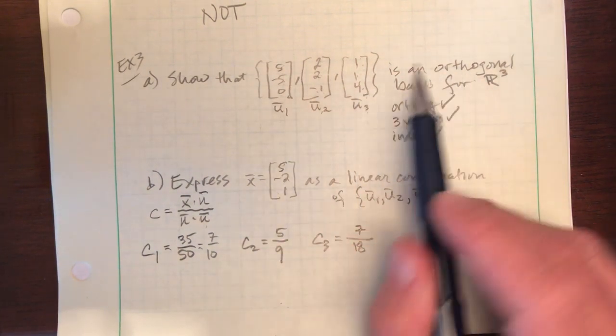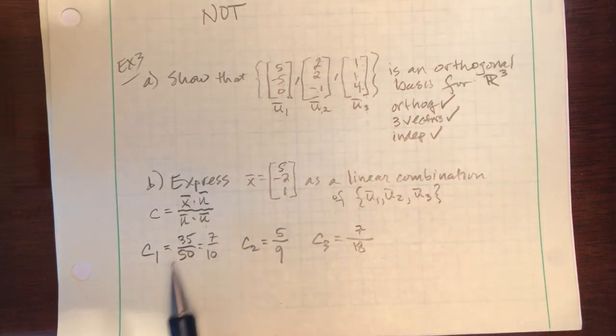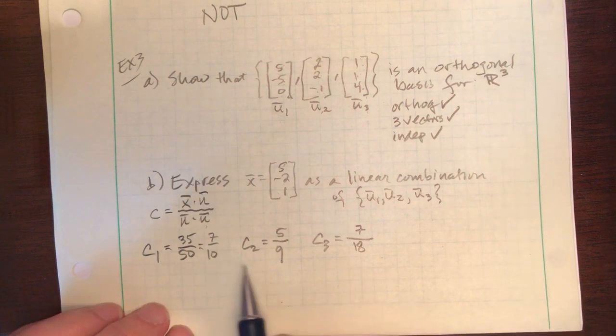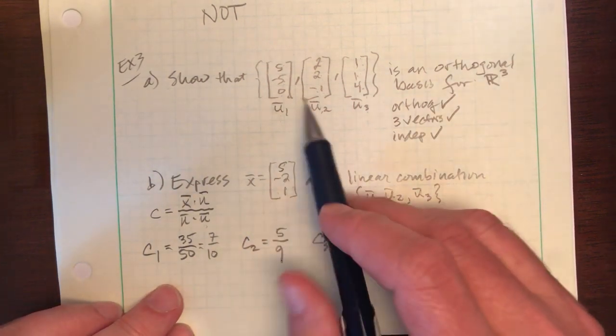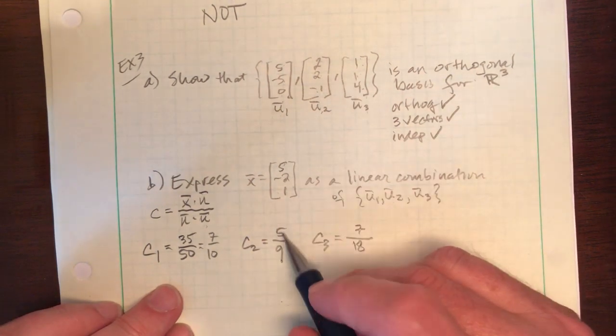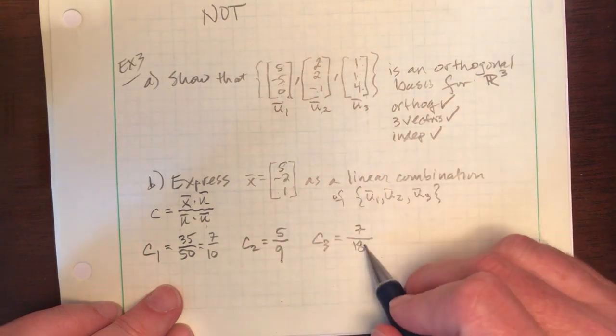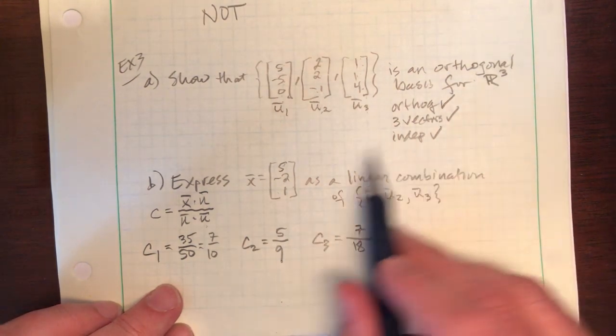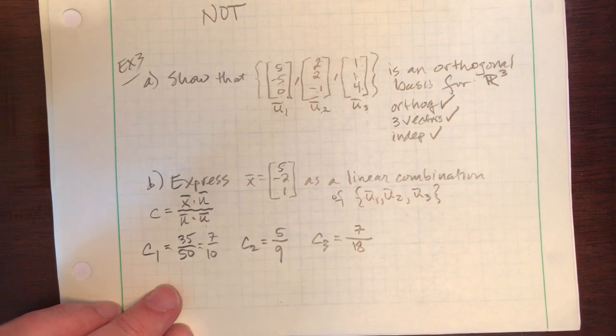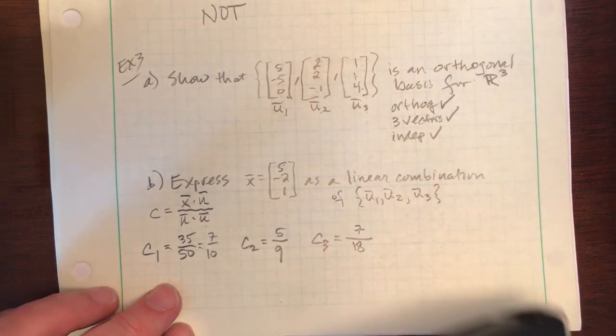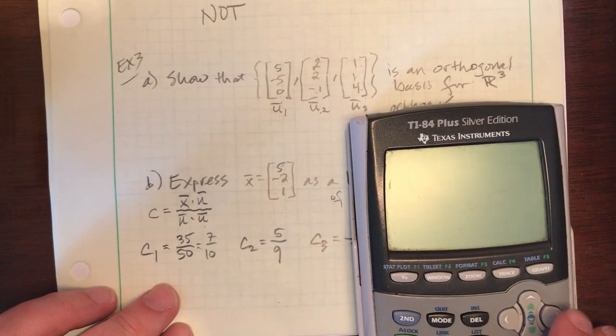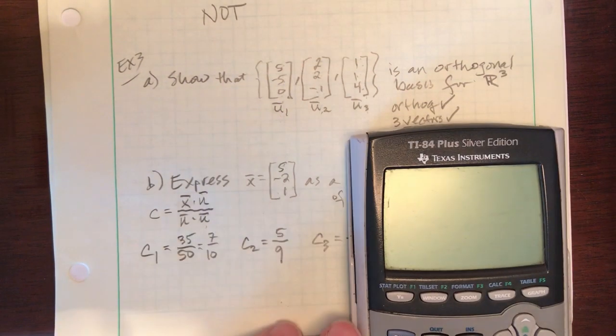Because of orthogonality, that allows us to use this workaround to get those scalars. So again, if I had 7/10 times u1, 5/9 times u2, 7/18 times u3, that linear combination would give me my target. Just as a quick follow-up to that, I just want to show you what we've normally done with this.